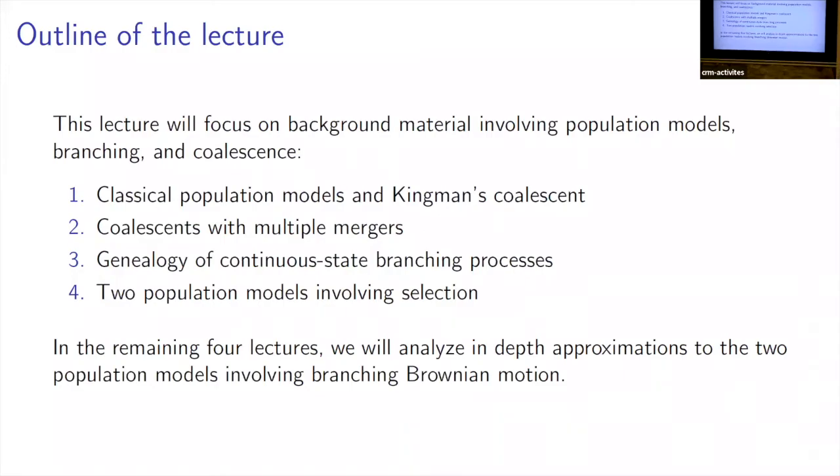Next, I'll show how coalescents with multiple mergers can be used to describe the genealogy of certain processes known as continuous state branching processes. And at the end, I will introduce two different population models involving selection, and I'll indicate how they can be approximated by using branching Brownian motion. And then the remaining 4 lectures will be mostly devoted to an in-depth study of those population models, and in particular, the branching Brownian motion approximations.